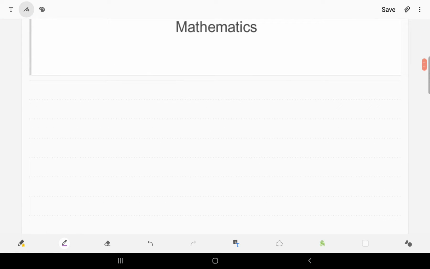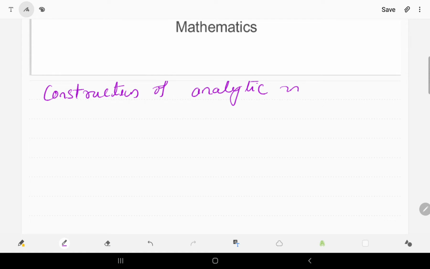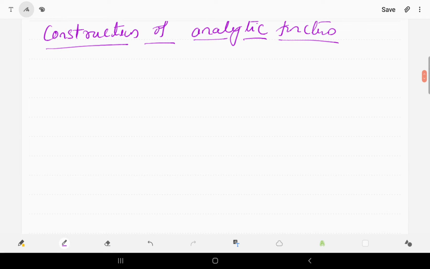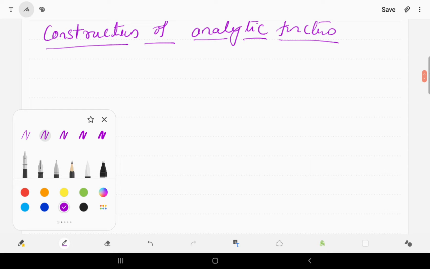In this class, let us study about construction of analytic function. There are two methods. One is by direct method using CR equation. Second one is Milne-Thomson method. Let us solve first example by using direct method.